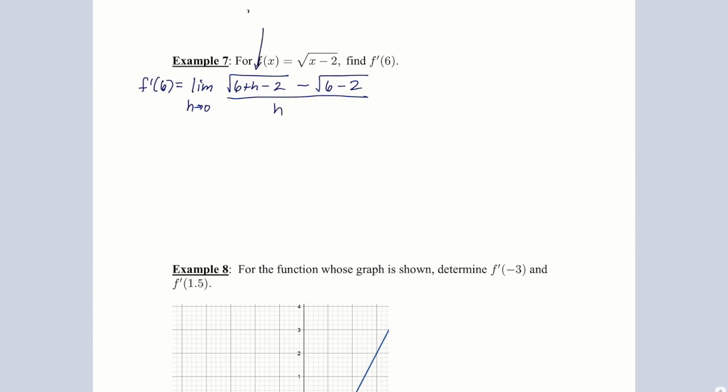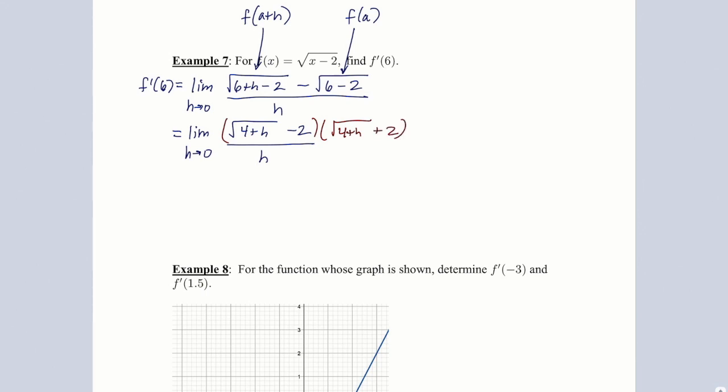So again, just a reminder, this is f of a plus h, and our a was 6, and this is f of a. So now I can see I'm looking at the limit as h goes to 0 of square root of 4 plus h, minus square root of 4. Square root of 4 is 2. And I can see that I need to rationalize here, so I will multiply by square root of 4 plus h plus 2. Make sure we change the sign in between those terms. And in the numerator, I'm going to establish that I have an a squared minus b squared pattern.